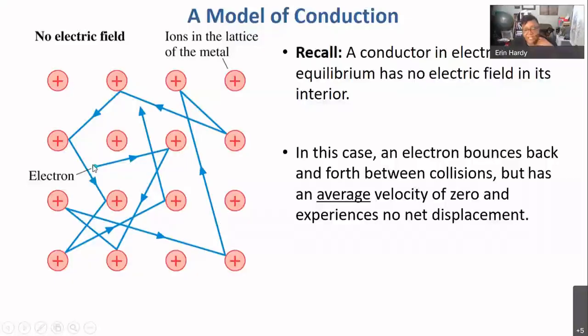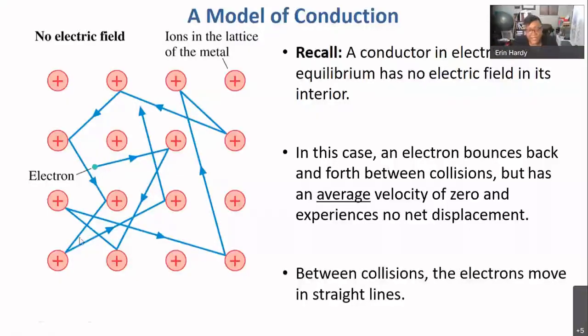So this single electron here is not making its way from the left edge of this conductor to the right edge. It's experiencing essentially a 0 net displacement because it is equally likely to trend leftward as rightward.